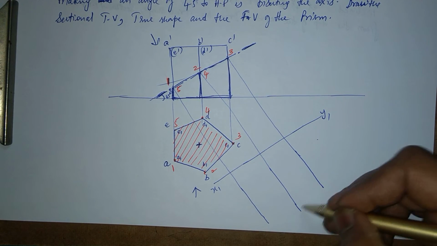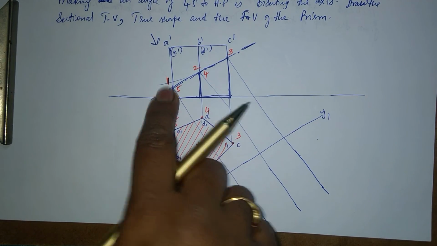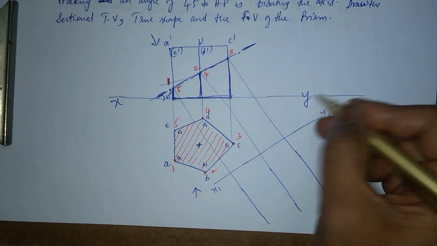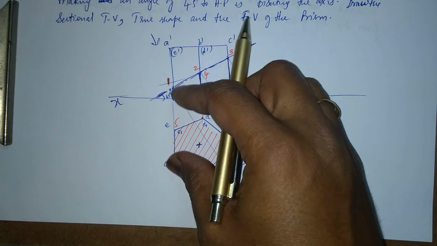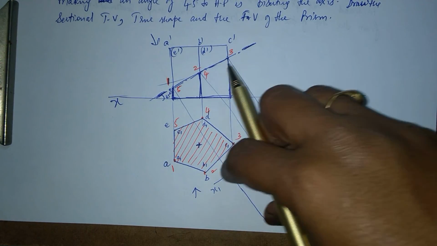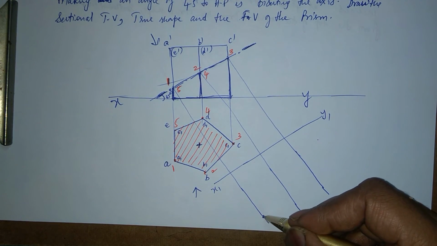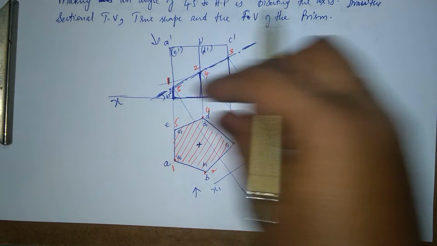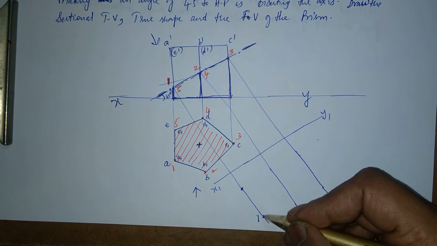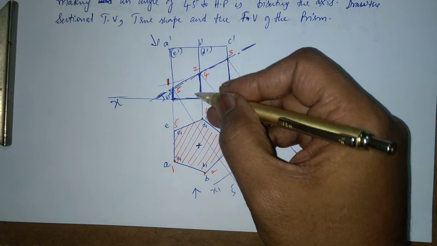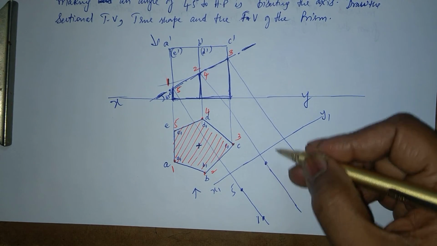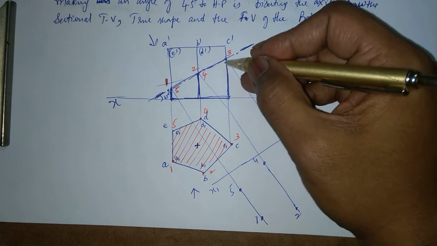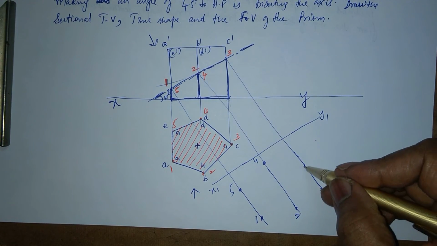Now I'm trying to get the true shape here. So this is my one line, one line from xy. This is my xy line. From the xy line, what is the distance to 1? Whatever that distance is, I'll mark from here. This is my 1. Similarly, from xy to 5, this is my 5. So xy to 4, xy to 2, xy to 3. This is my 3.